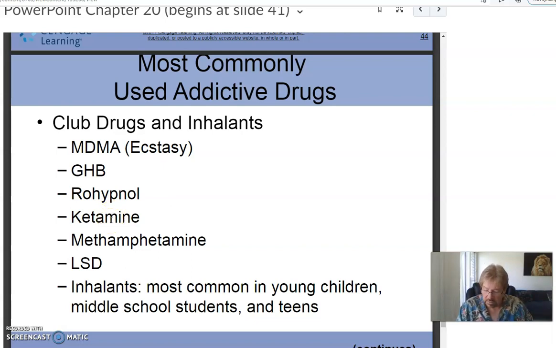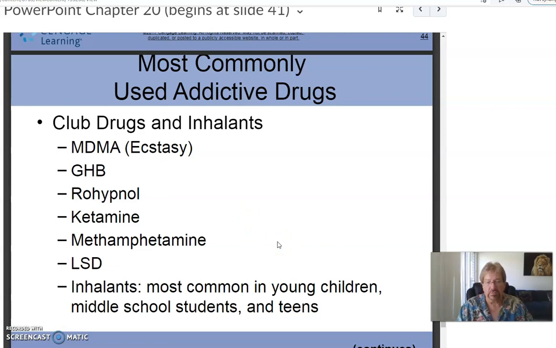Ketamine. It produces a high, it distorts sights, colors, and sounds. That's all I found about it. Methamphetamine is, of course, speed. It can be highly addictive.